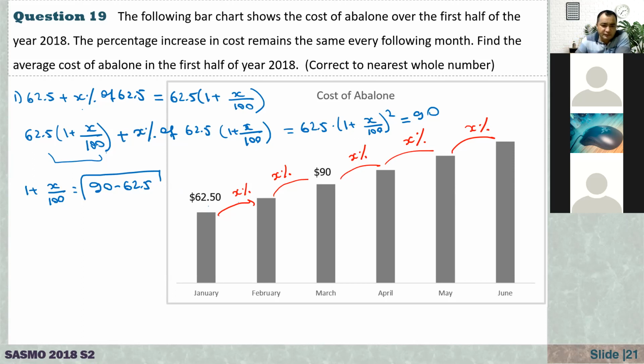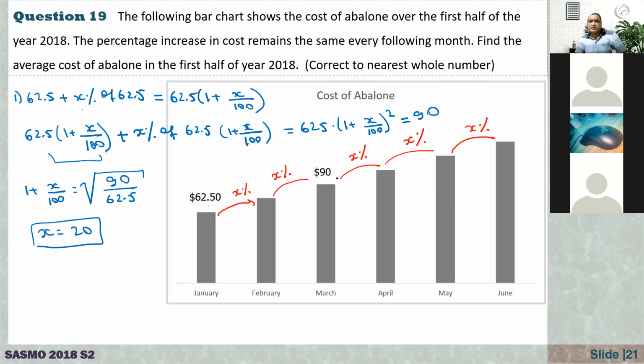Oh, we should divide, not subtract. It will be the square root of 90 over 62.5, which is 1.2. If we multiply numerator and denominator by 10, it is 900 over 625, so that is 30 over 25. From this simple equation, X is 20. So it increased by 20%, right? After that, we just add them up and divide by 6, and we will get the average value.